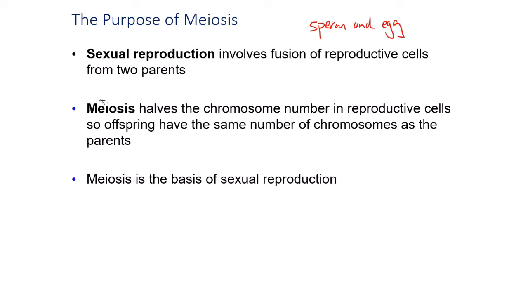In the process of meiosis, we are going to be cutting the number of chromosomes by half, and so the sperm and egg only carry 23 chromosomes as opposed to the 46 that are found in the regular bodily cells. In order for us to be able to do that, meiosis is the basis of sexual reproduction.